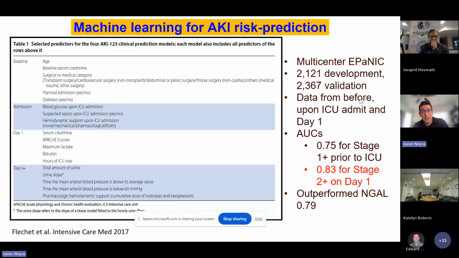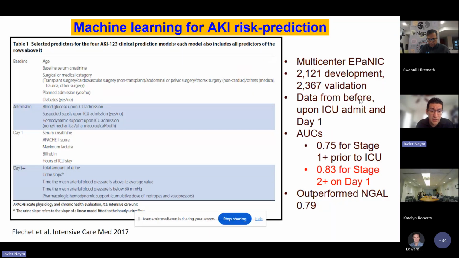Now, some examples of machine learning for AKI prediction. This is a study from Europe, and they use the EPaNIC data set. This is a study on nutrition interventions in the ICU. They use 2,000 patients for development, a similar number for validation, and they evaluated data in the first day of ICU admission to evaluate the occurrence of AKI subsequently from day 2 to day 7.